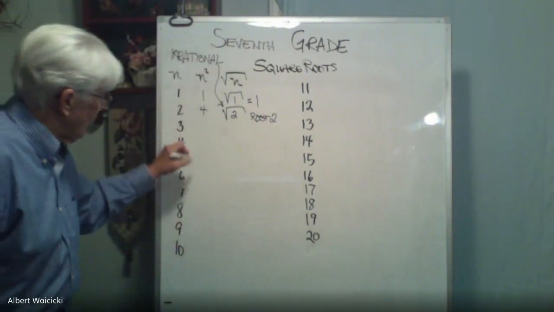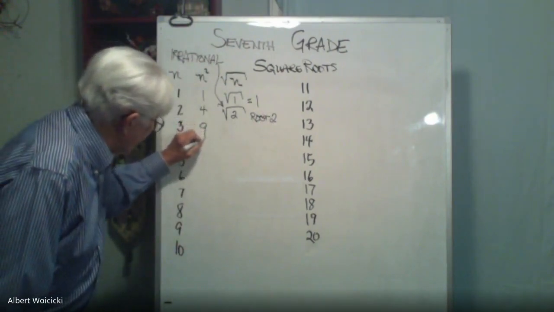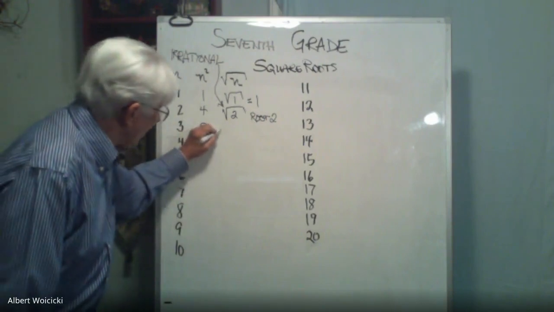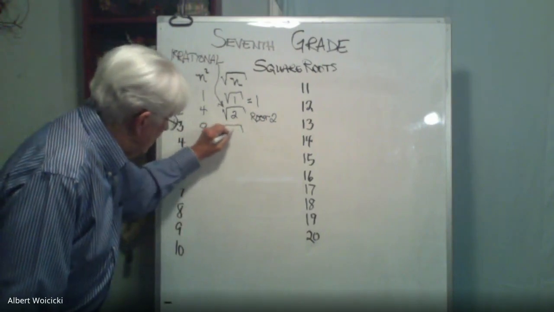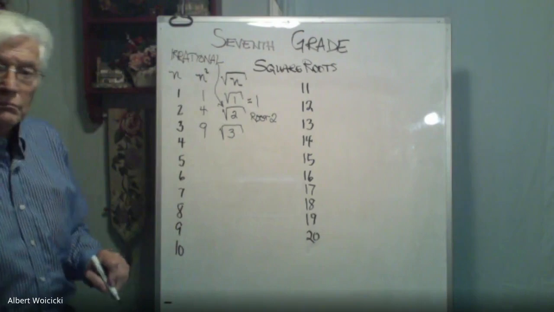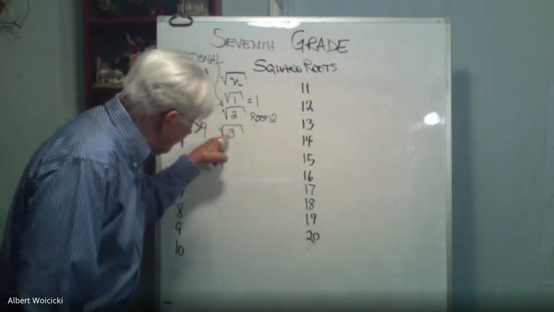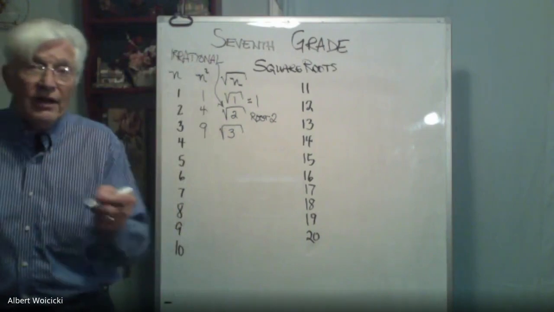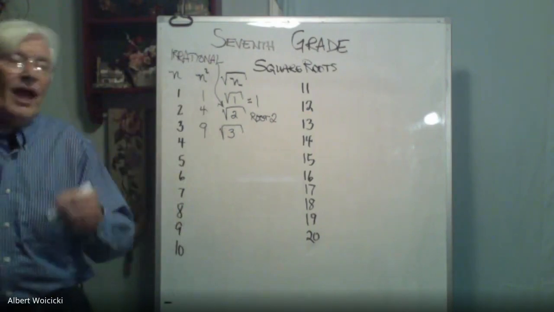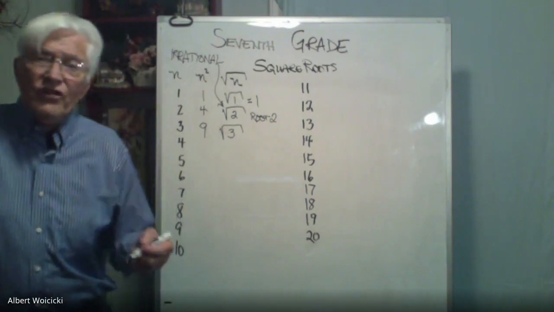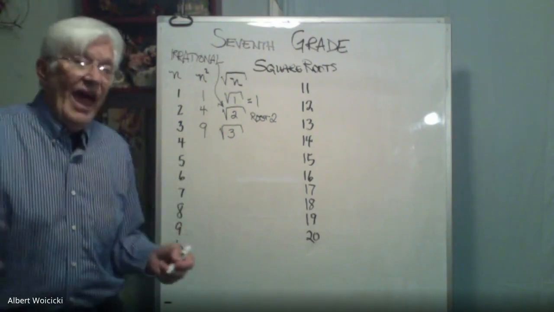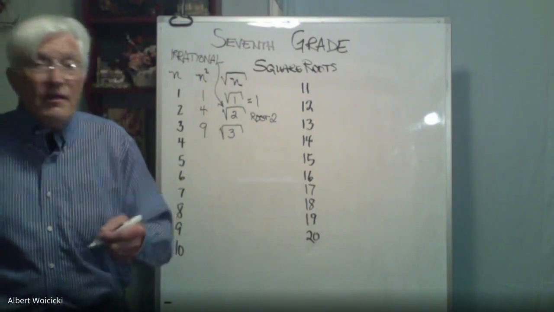So what about 3? Well, 3 squared we know is 9. But what's the square root of 3? The square root of 3 is just the square root of 3. That's root 3. That's all it is. Leave it alone. Don't write 1.73. I don't care. Unless somebody says change that, leave it alone.